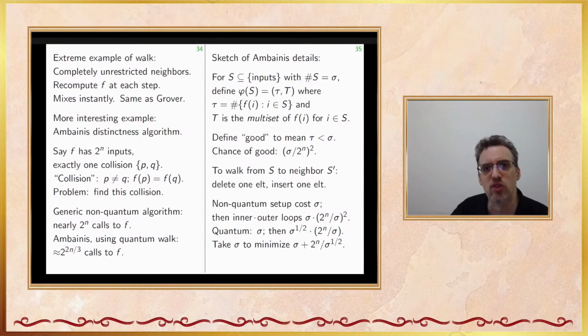So Unbiased chooses a number sigma, which is going to end up as 2 to the 2n over 3, and says, let's consider this many inputs to the function f. And for one of those sets of inputs, let's call it S, let's define phi to give you two pieces of information. The first one, tau, is the number of elements f of I, where I is in the input set S. Now, that's usually sigma, but maybe f has a collision inside the input set S. Maybe p and q are both inside the set S.